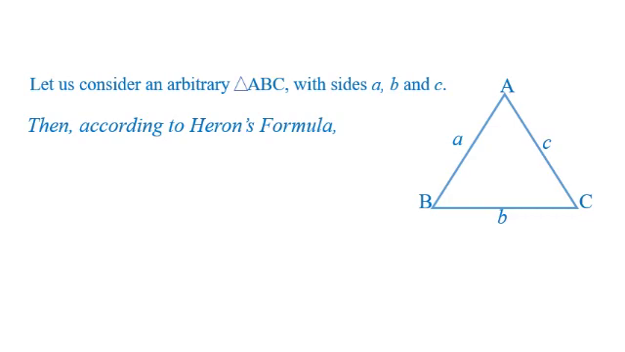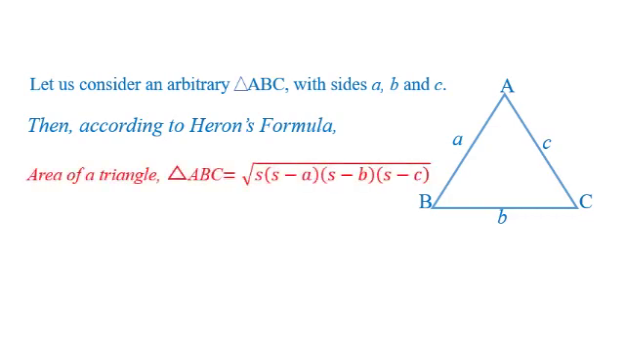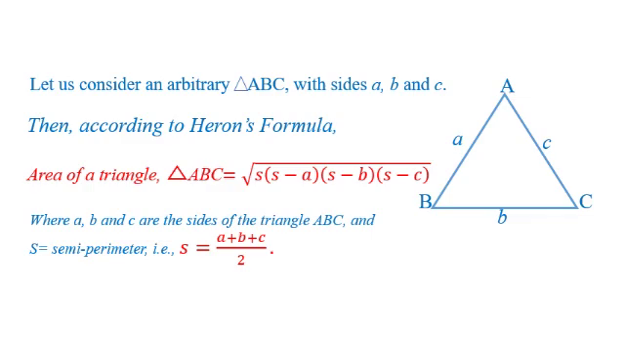So according to Heron's formula, the area of triangle ABC is given by the square root of s into (s minus a) into (s minus b) into (s minus c), where a, b, and c are the sides of the triangle ABC and s represents the semi-perimeter, that is, s equals the sum of its sides divided by 2.